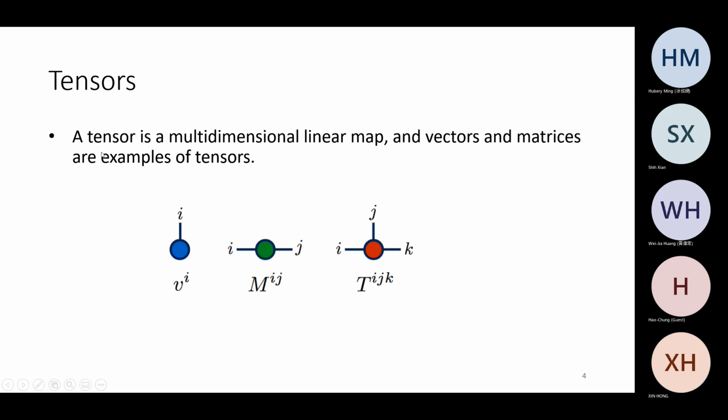the basic ideas of tensors. A tensor is a multi-dimensional linear map. Here we use a node to represent a tensor, and we use edges to represent its indices, and the number of edges is the rank. You can see this is a rank 1 tensor, this is a rank 2 tensor, and this is rank 3. Normally a rank 1 tensor represents a vector, and a rank 2 tensor represents a matrix. If the rank is bigger than 2, it can be represented as a multi-dimensional array.